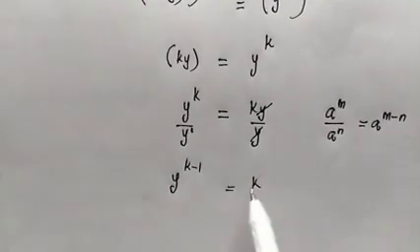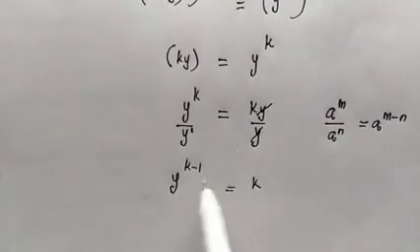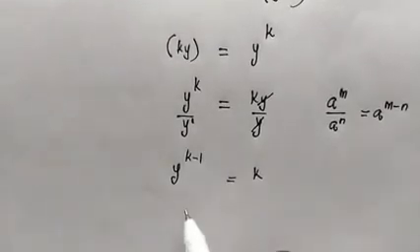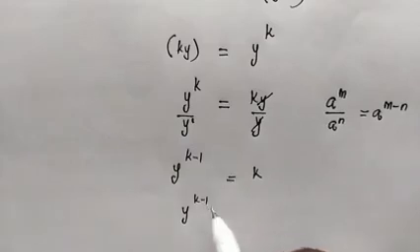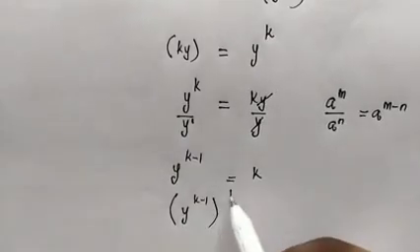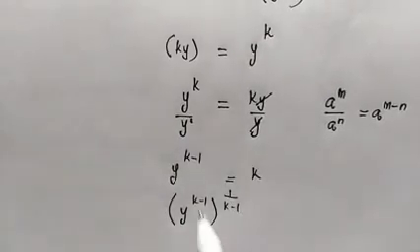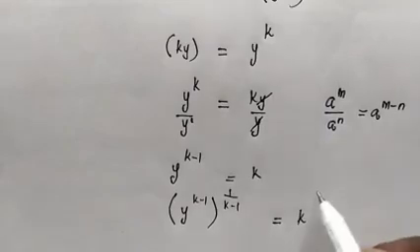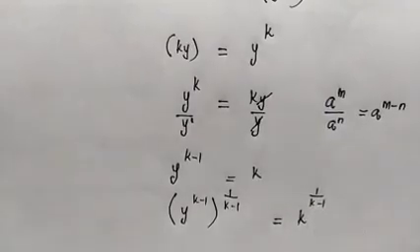Now to solve for y, we raise both sides to the power of 1 over k minus 1. So that is going to be y raised to the power of k minus 1, whole raised to the power of 1 over k minus 1, so that we can get rid of this power right over here. So this is going to be equal to k raised to the power of 1 over k minus 1, right?